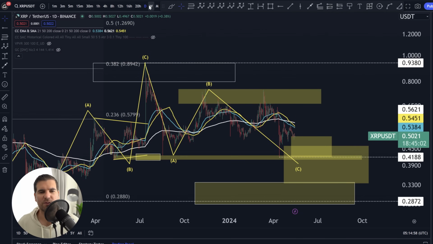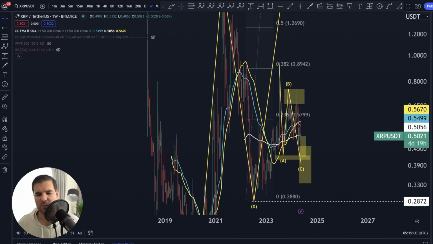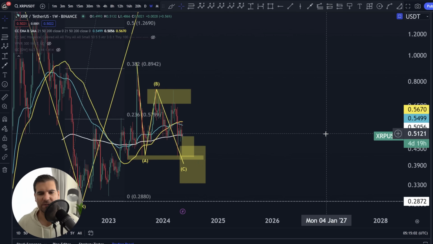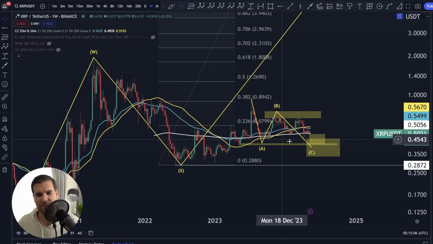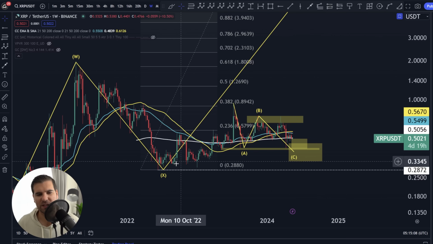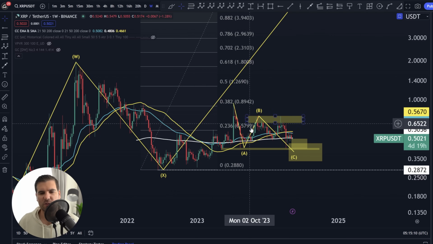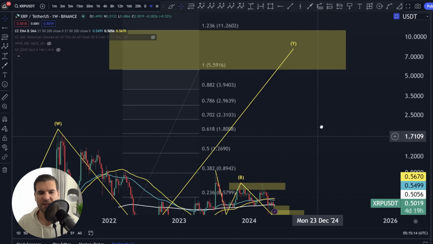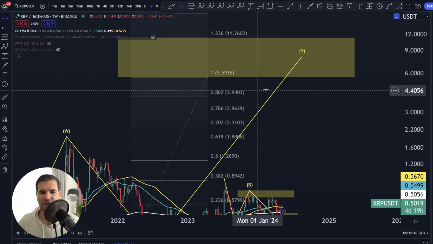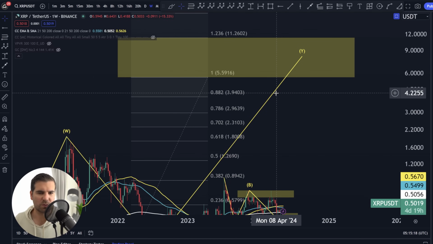Now, if I go ahead and roll this up into the weekly time frame, the weekly time frame helps us understand a few of the different things that are going on as well, right? So in here, we obviously see that we're in this idea of a corrective move to the downside. We have the potential that all of this is actually a part of a bigger play to take us up to these significantly higher numbers. We are still targeting $5.59 to $11.26 for XRP.